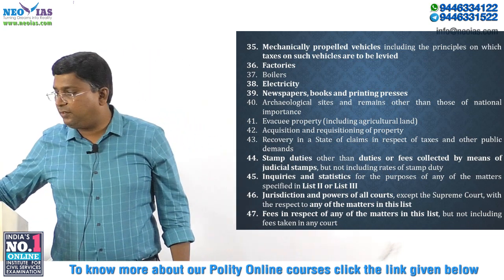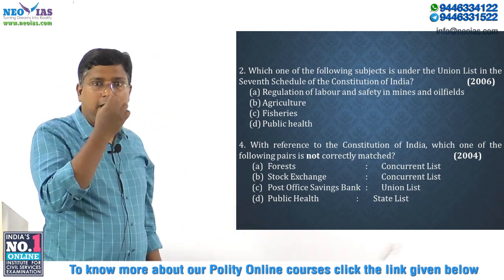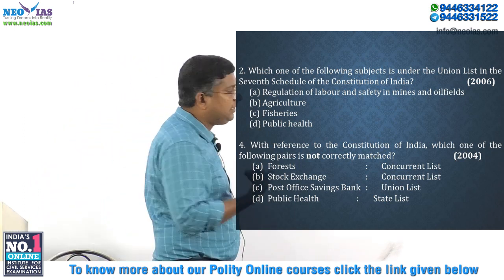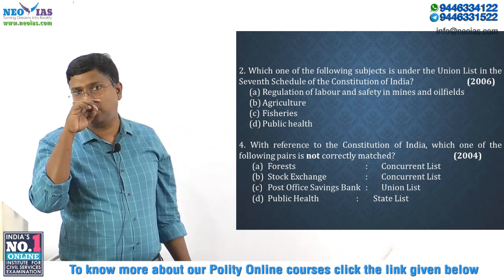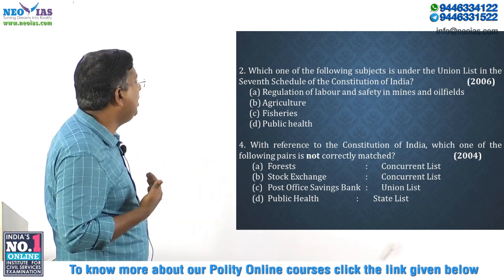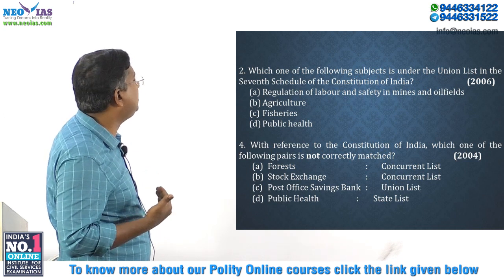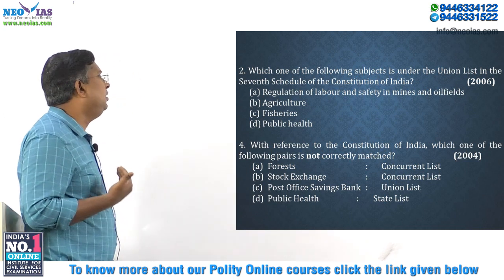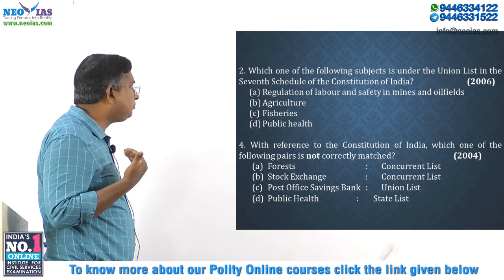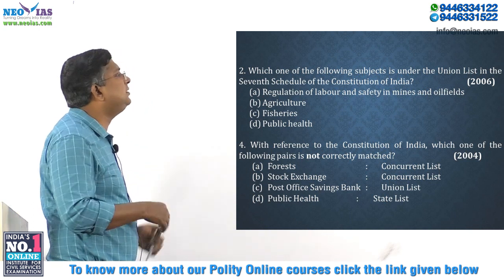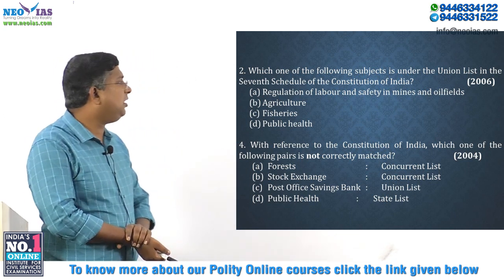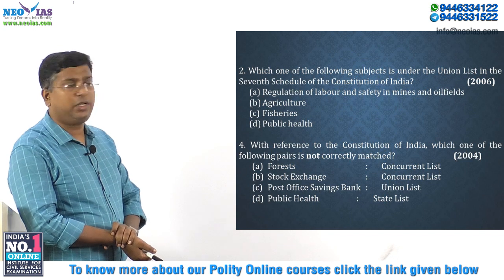Now we'll see how UPSC can ask questions from the union list or state list or concurrent list. In 2006 as well as in 2004, UPSC asked a question from the list. This was the question they asked: which one of the following subjects is under the union list in the 7th Schedule of the Constitution of India? Regulation of labor and safety in mines and oil fields. Regulation of labor and safety in mines and oil fields comes under the union list.